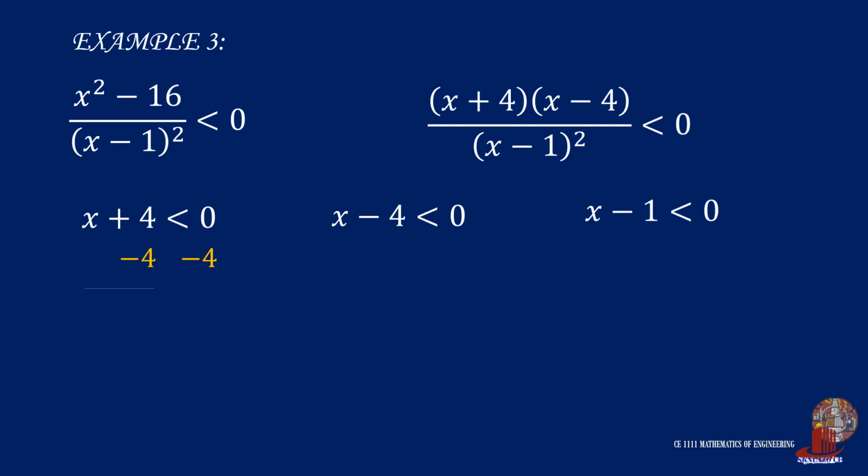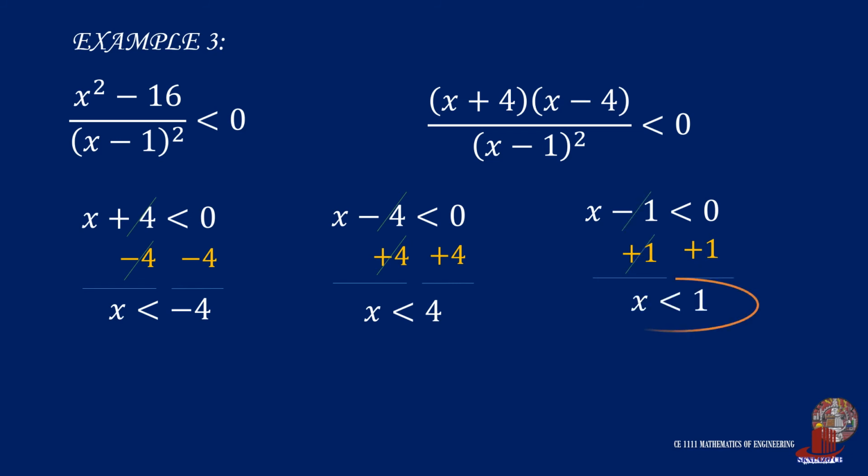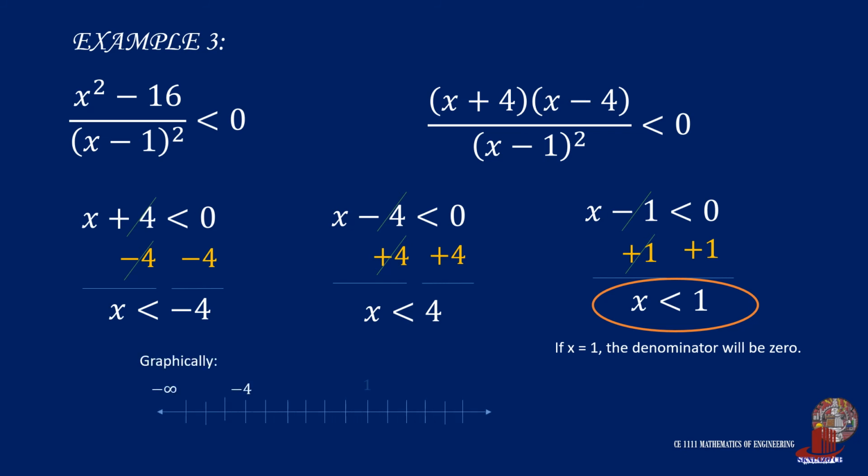By subtracting 4 on both ends in the first inequality, we get x is less than negative 4. We also add 4 on both sides of the second inequality to have x is less than 4. The last inequality will be simplified by adding 1, and we have x is less than 1. But then again, regardless of the inequality sign, the root taken from the denominator shouldn't be 0, so it will always be an open interval. Graphically, we can summarize the markers as open intervals at -4, at +1, and +4.